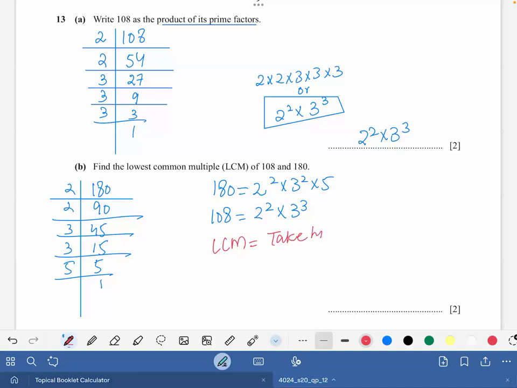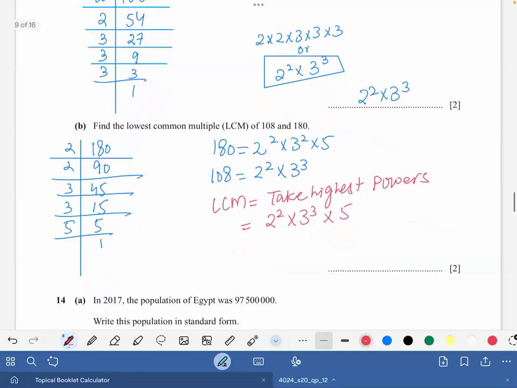Take highest powers. That is what the answer is. So 2 square, highest is 2 square. Okay, 3 square, 3 cube, 3 cube is the highest, and 5 is only. So that is what the answer is. Find the LCM. So let's find what the answer is. ये answer क्या आता है? 2 square is 4 and 3 cube is 27 times 5.